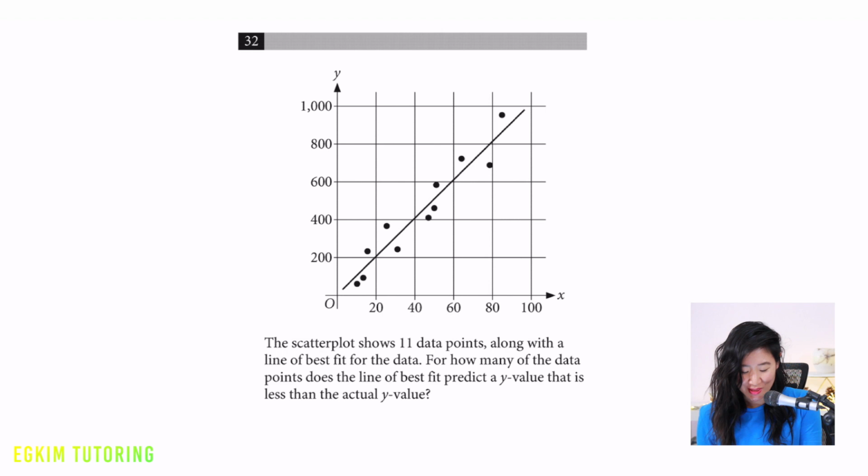Okay, so question 32 says the scatter plot shows 11 data points along with the line of best fit for the data. For how many of the data points does the line of best fit predict a y value that is less than the actual y value? Basically, your best fit line or your line of prediction is right here. And the question is basically asking you how many data points are bigger than this line. So that would be these data points right here. And if you count them, you have 1, 2, 3, 4, 5. So 5 should be your answer.